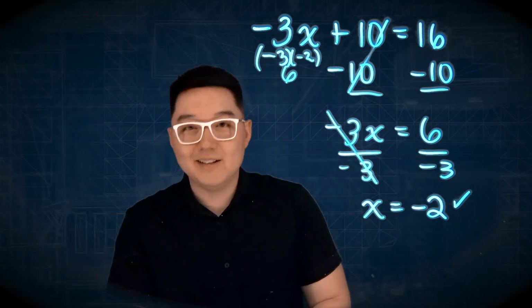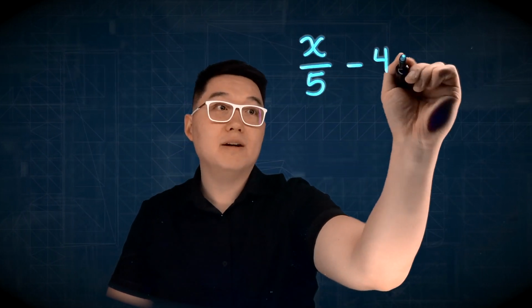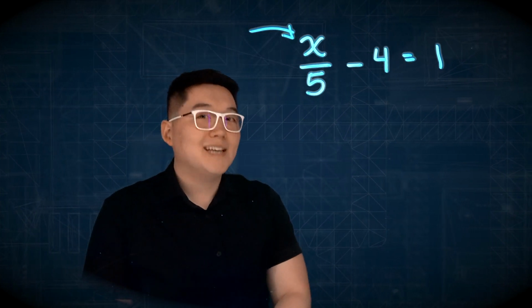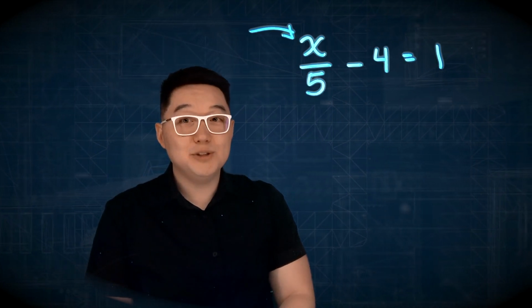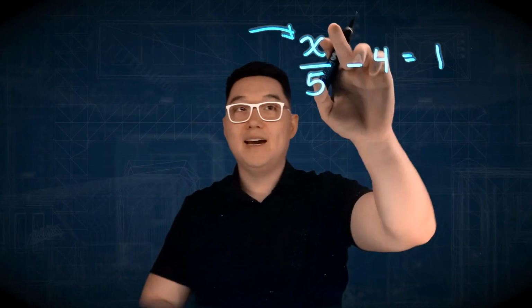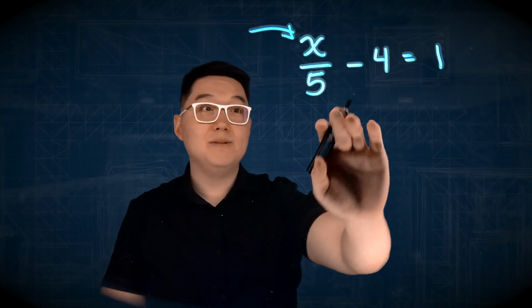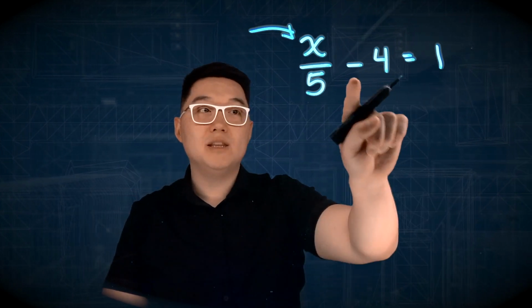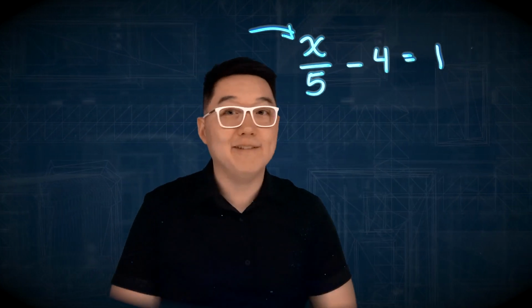Let's try another example. Say we have another number x, but this time we divide that by 5. We took that result and subtracted 4, and the result is 1. So again, we're going to isolate the variable x. To get x by itself, we're going to undo the order of operations done to x. We took x divided by 5 and then subtracted 4. So we're going to do the opposite direction. We're going to deal with the minus 4 first and deal with the divided by 5 last.